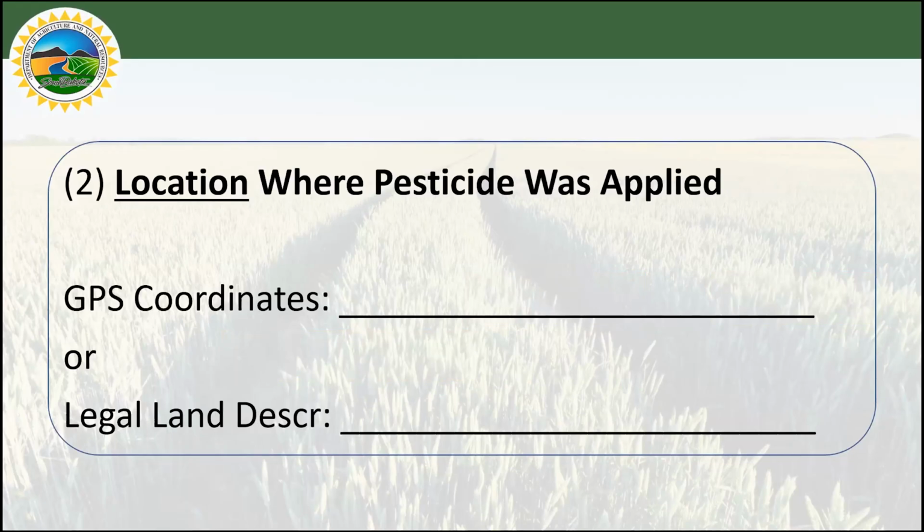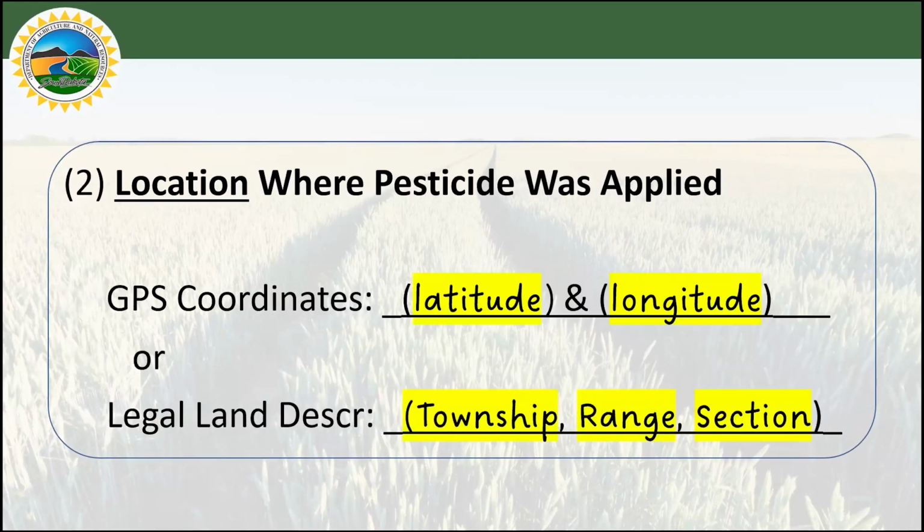Item 2 is location of where the product was applied. And this has to be specific so that someone coming in that doesn't know the area can find the location. So you have to use either GPS coordinates or legal land description. Can't use Bob's North 40 because not everyone is going to know where that's at. So we need specific location of where the product was applied.